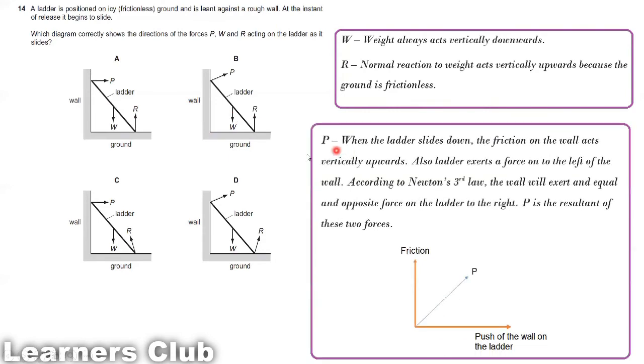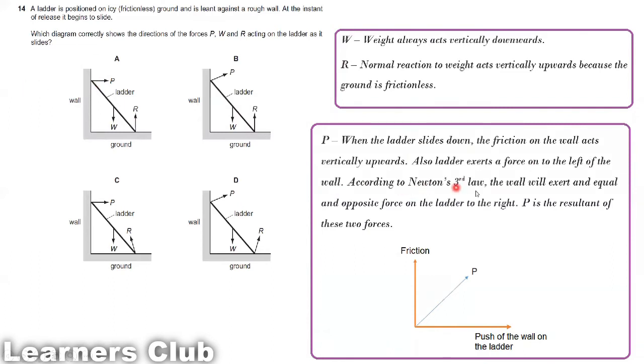What is P? When the ladder slides down, it's about to slip. When the ladder is sliding down, since the wall is rough, the friction will act upwards. So you can see here, when the ladder slides down, the friction on the wall acts vertically upwards. Also, the ladder exerts a force on the wall. The ladder is leaning here, so the ladder exerts a force towards the left on the wall.